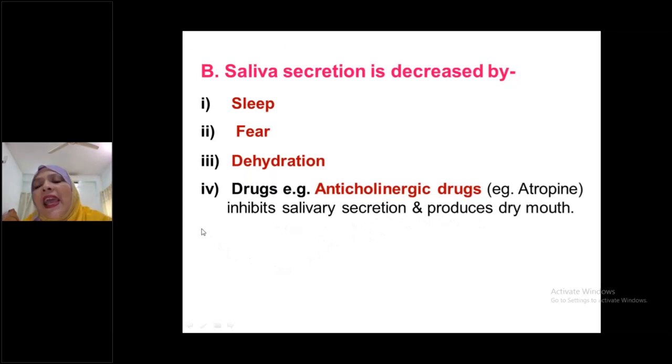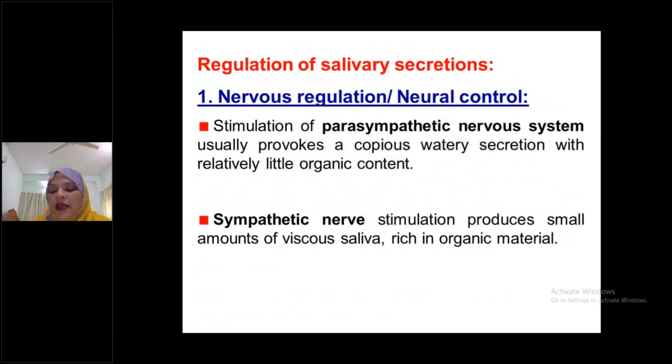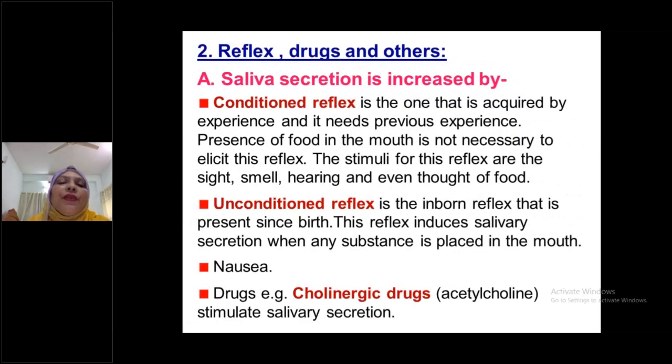As we said that atropine used during anesthesia, we used atropine. Atropine কি করবে? সবগুলি secretion কে কমিয়ে দেয়, তাই না? অপারেশনের আগে দেখা যায় যে আমরা atropine use করে during anesthesia period. Okay, anticholinergic drug always decreases saliva, that is atropine. These are the regulation of saliva. So for regulation you have to write down nervous regulation or neural control. Number 2, reflex, drugs and others.